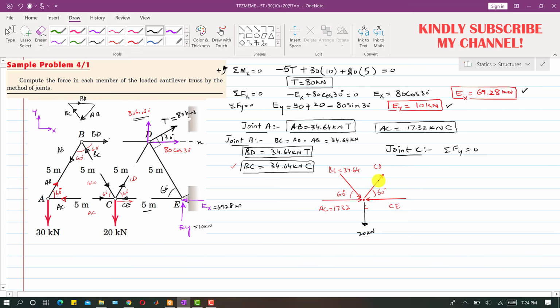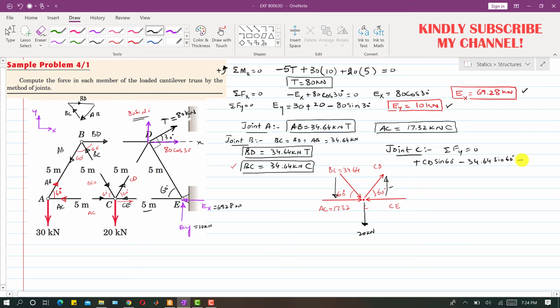Now if we apply the summation of forces along y, we have to resolve this CD. This CD force will have one component in this y direction, and this BC will have one component in this direction. So this is the CD sine component, which is in the positive y, so I will write CD sine of 60 degrees. This is towards the positive y, and this one is towards the negative y. So this one is minus BC, and we know the magnitude of BC, so this will be 34.64 sine of 60 degrees, and this force is in the negative y.